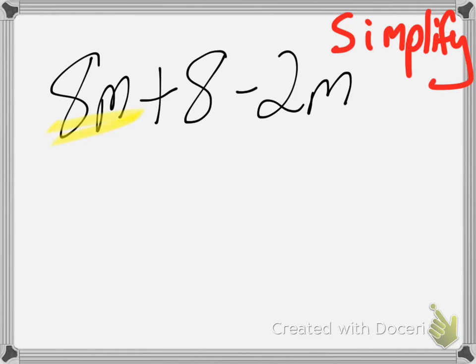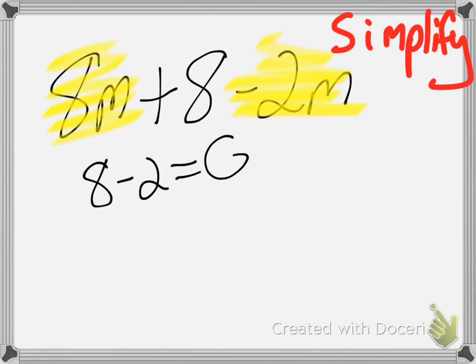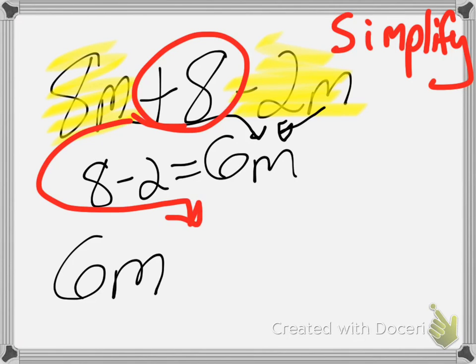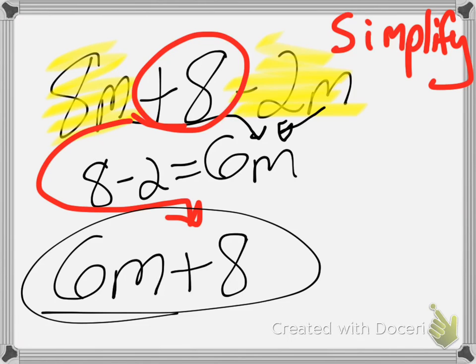So that means I can combine 8m and minus 2m. And all I'm really going to do is do 8 minus 2, which would give me 6. And then I'm going to bring the m down, because they both had an m. So 6m. And since I didn't use this one up here at all, it's also going to just come down. 6m plus 8. And that would be my final answer to number 1.